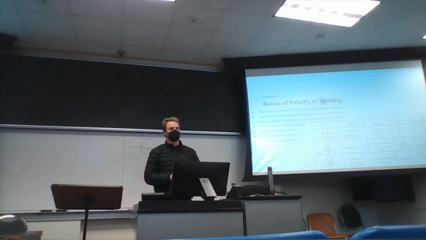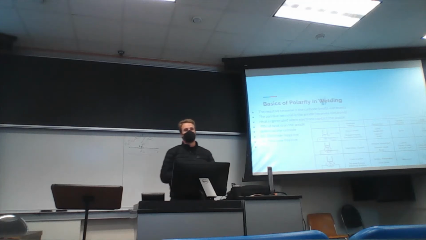This is all kind of stuff we went over in lab. Things we didn't cover in lab is that the negative terminal is the cathode in welding. So it all depends on where electrons are emitted or where they are received. And so the cathode is where they're emitted. So in DC electronegative, your torch is the cathode and your workpiece is the anode. In electropositive, it's the opposite, obviously.